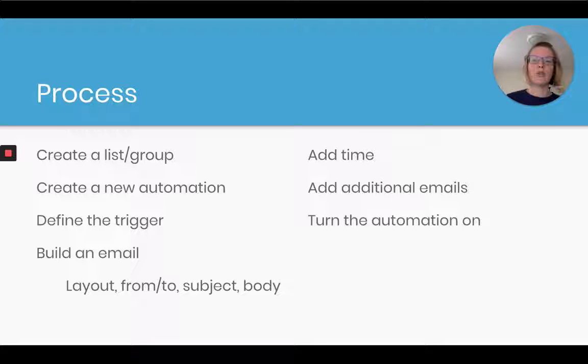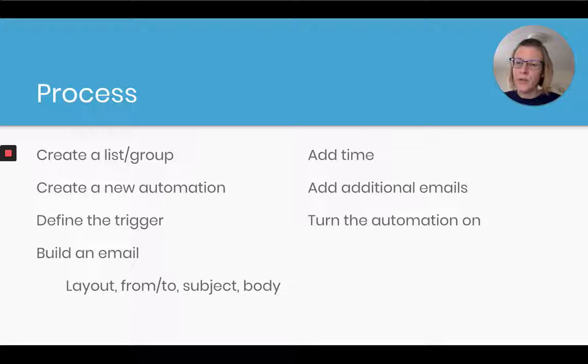So whether you have to create this list or group, or whether the email marketing software already has a list in place, it's just a place for the emails to go. Then you want to create a new automation. And any new automation will come with a trigger. So you have to pick, what's the trigger? What will start this automation? When the subscriber does X, then I want to send the emails.